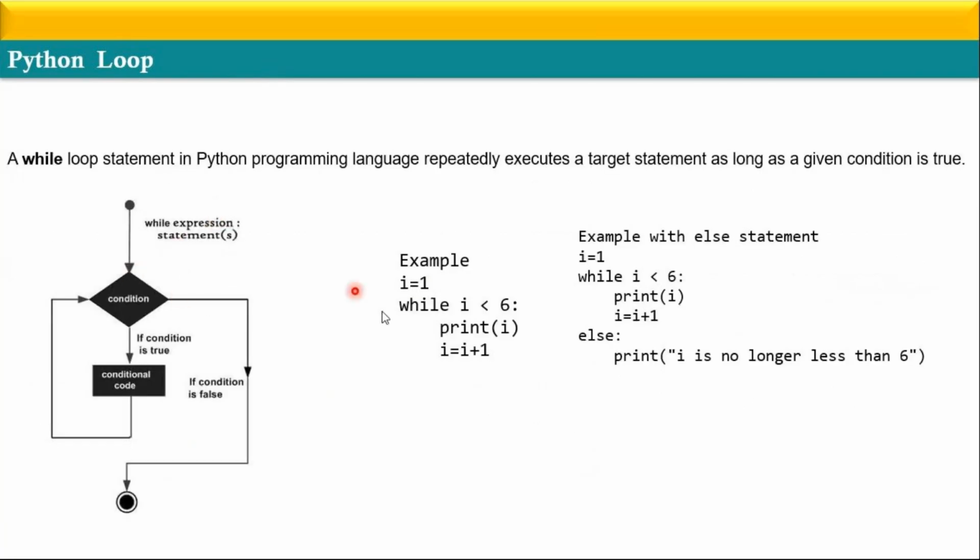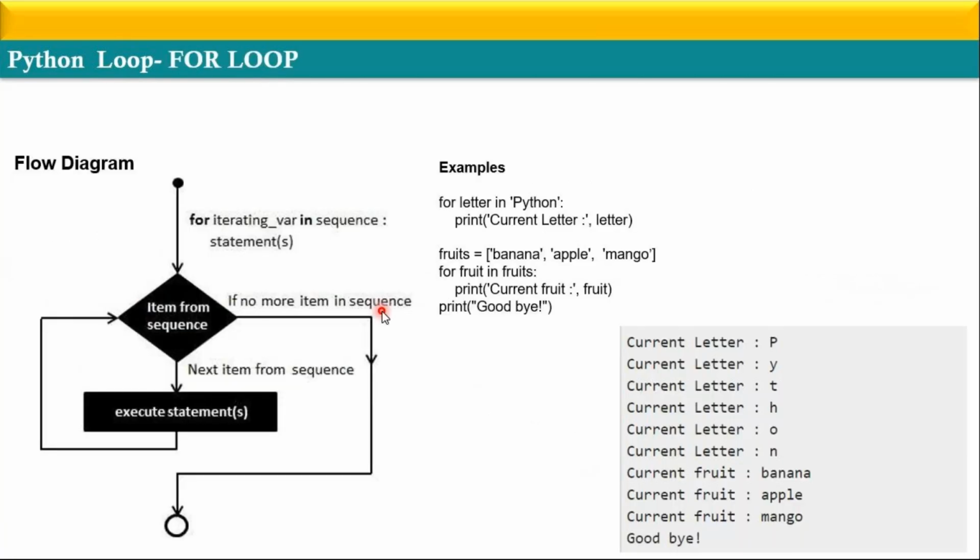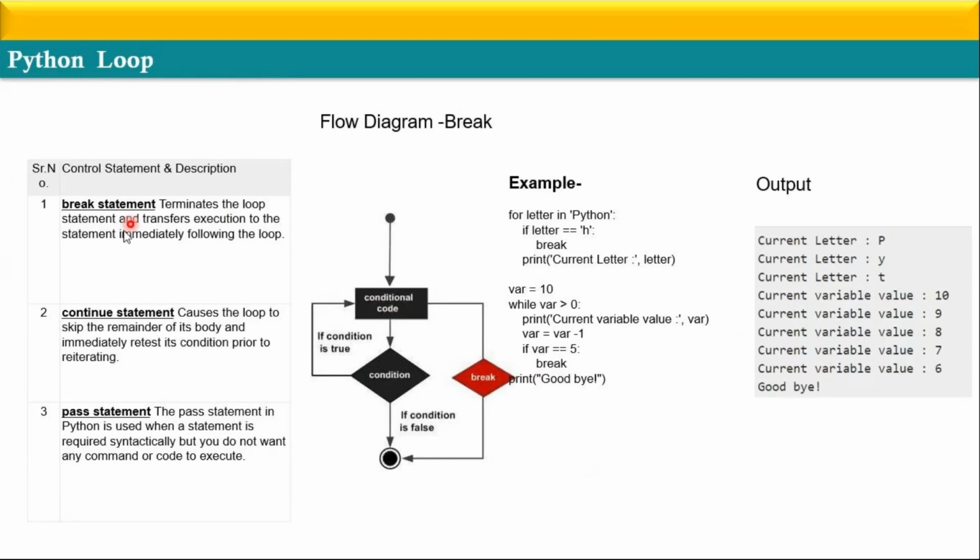Then in order to control loops, we have certain looping control statements: break statement, continue statement, and pass statement. So break will stop the execution. Continue will keep on continuing with respect to the condition that we have mentioned, except once the condition is true. Then pass is not doing anything, it will just execute the code with the normal flow.